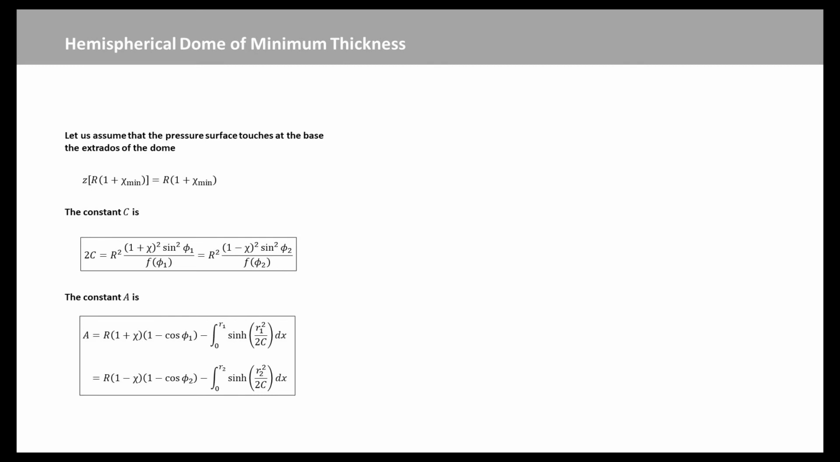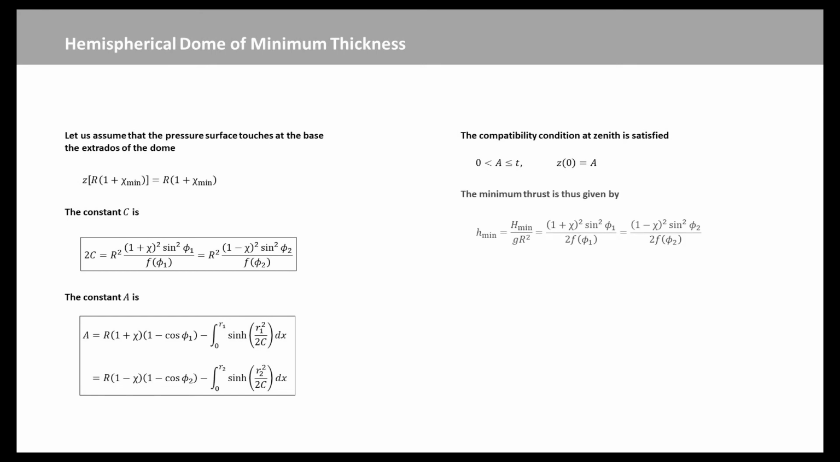To maintain the pressure surface within the slice, the collapse mechanism cannot admit a hinge at the dome zenith. Here we have Z0 equal to A. The constant A defines the position of the pressure curve at the zenith, so the value of A should be less than the dome thickness T. The solution angles phi1 and phi2 represent the real positions of the internal hinges of the pressure curve at its state of minimum thrust, and must satisfy the compatibility conditions at the zenith and spring-ends.